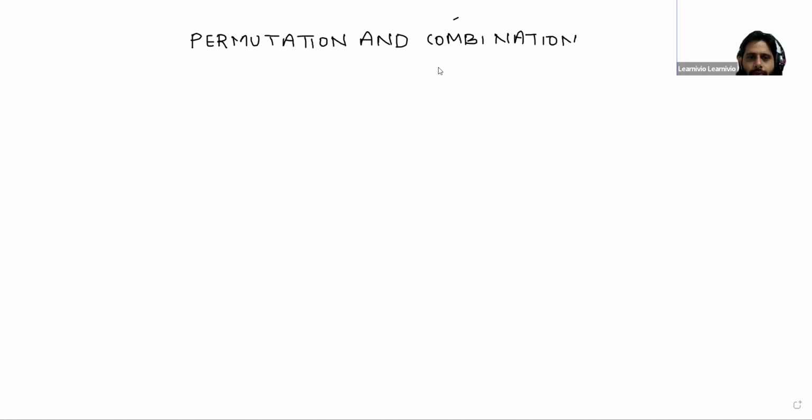So we have started permutation and combination. Permutation means arrangement. But before permutation, we will discuss a topic, factorial. What is a factorial?